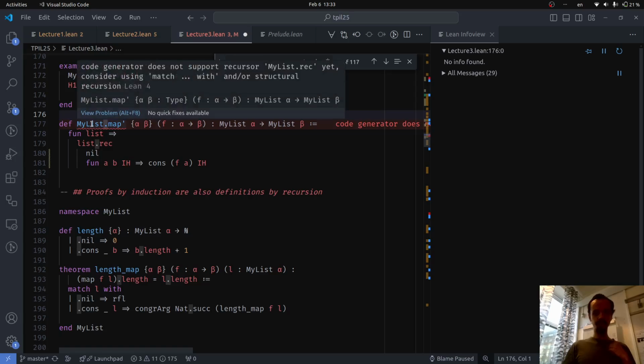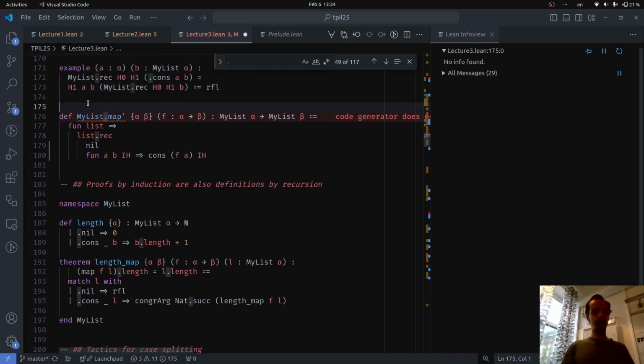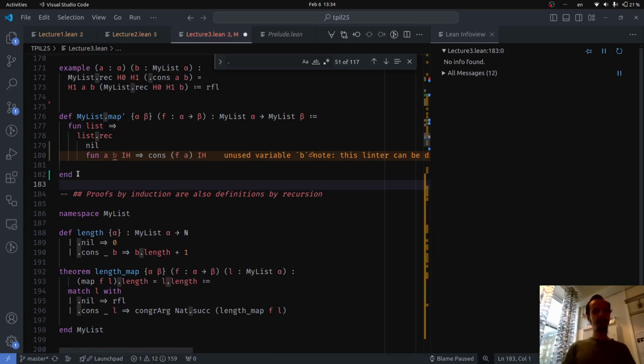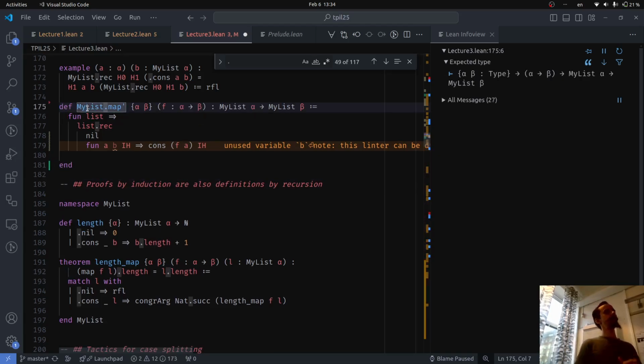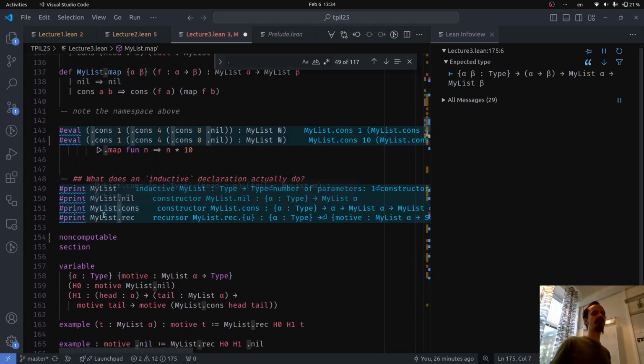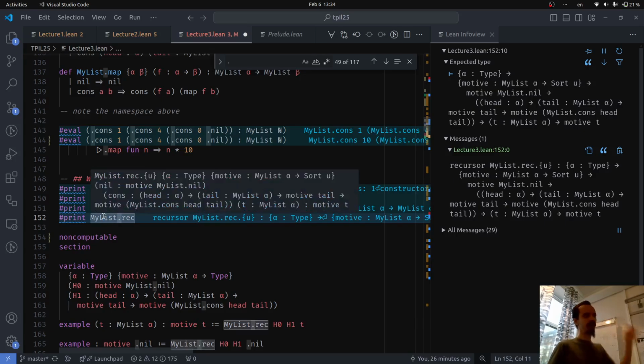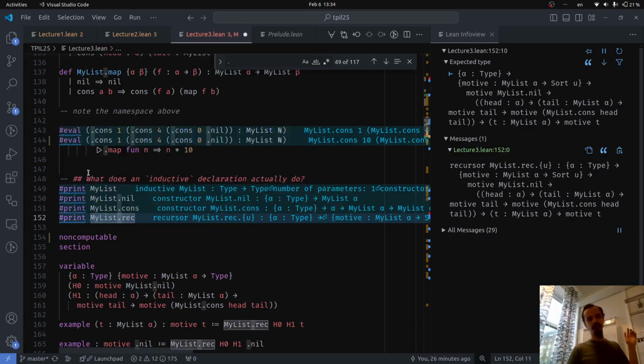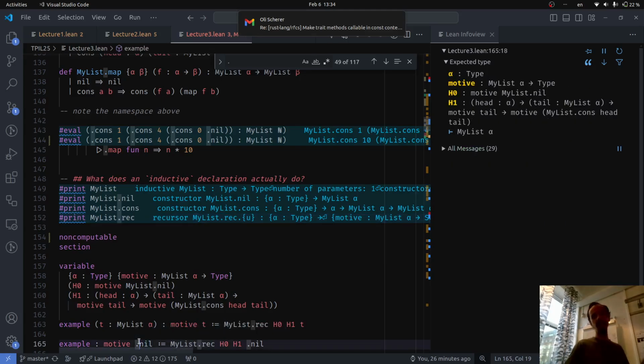So I'm a bit confused about the status of recursors. So internally they are not defined by pattern matching, or? Recursors are not, internally, no, recursors are primitive. So these are the primitives that you get with an inductive type. When you write inductive, you get the type, the constructors, and the recursor, and the computation rules, and that's it.